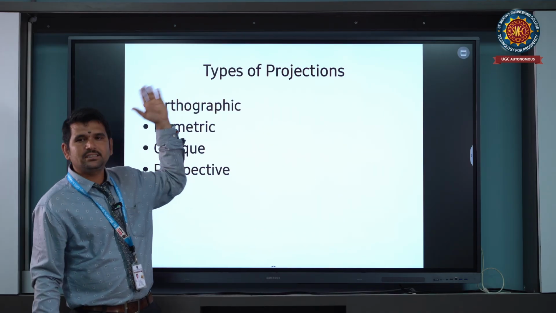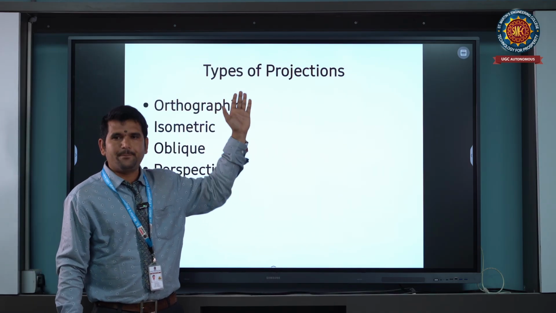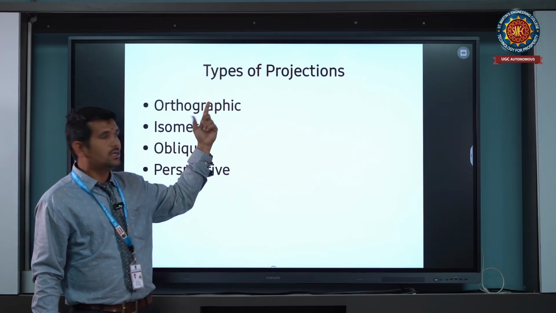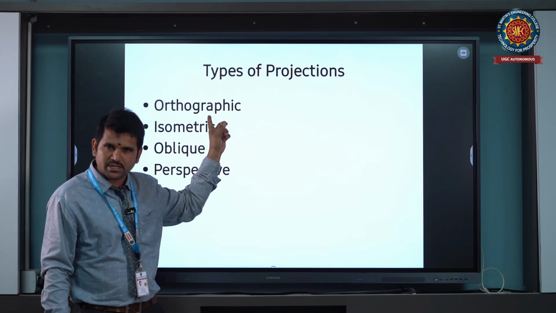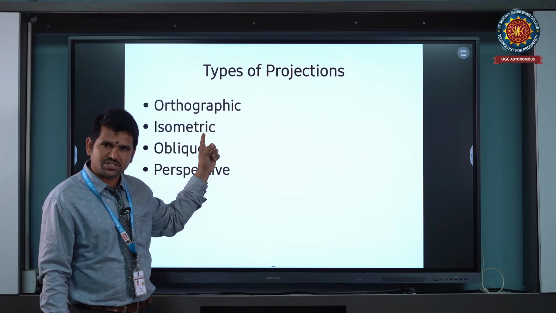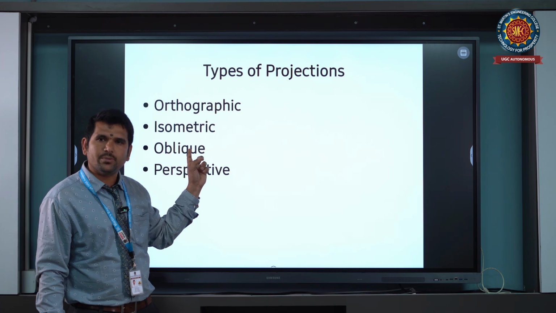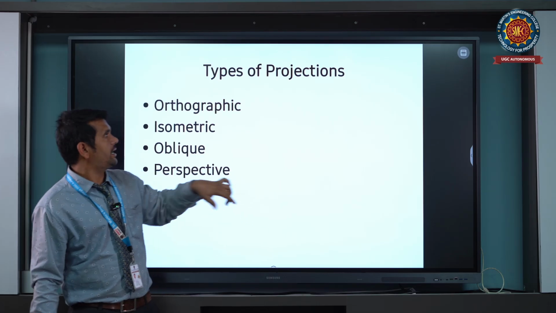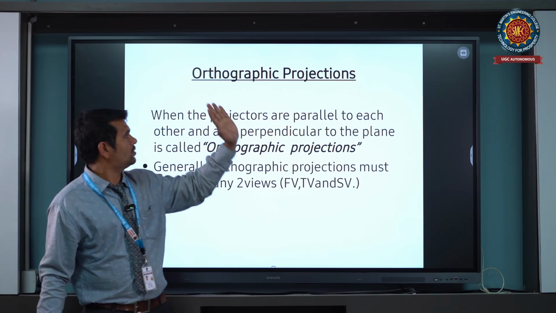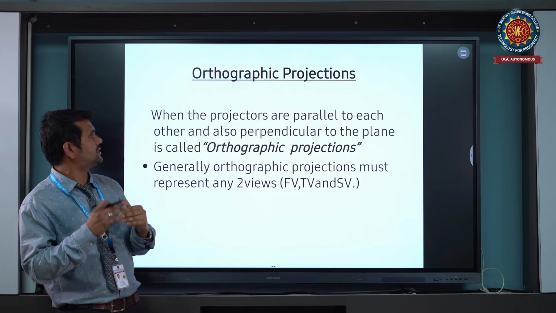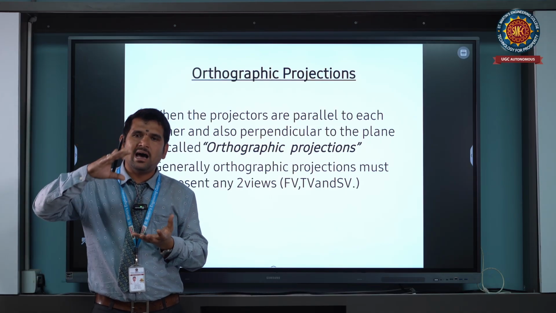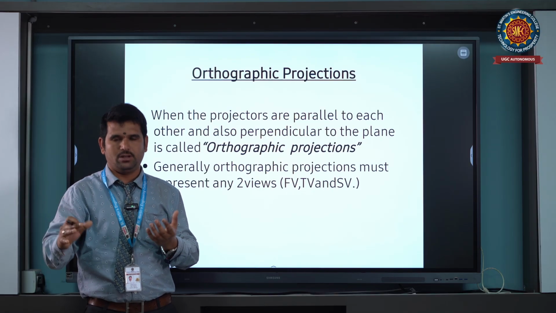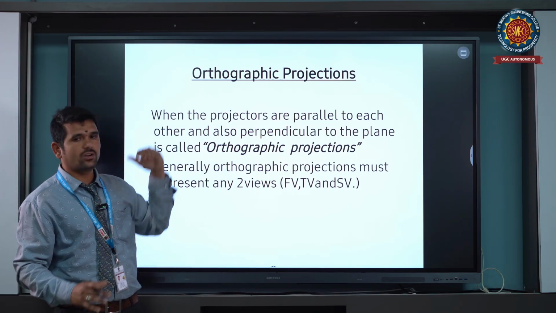And now these are the types of projections. In that, the first one is orthographic projections, the next one is isometric projections, the third one is oblique projections, and the fourth one is perspective projections. In orthographic projection, we say the projectors are always parallel to each other and perpendicular to the plane. That is called orthographic projections.